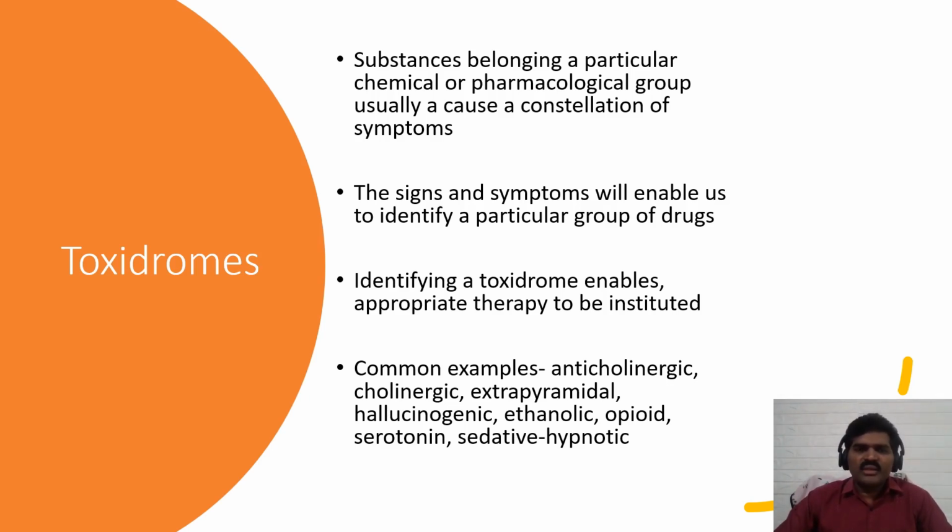Common examples of these toxidromes include anticholinergic, cholinergic, extrapyramidal, hallucinogenic, ethanolic, opioid, serotonin, and sedative hypnotics. I am going to deal with these toxidromes in detail in a separate lecture. For now, you should know there is something called a toxidrome, which, when you identify it, makes your life easy in treating the patient.